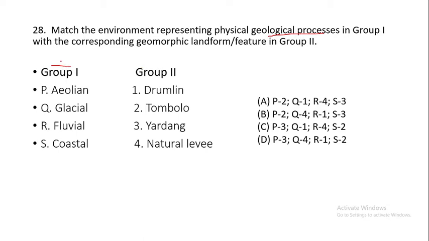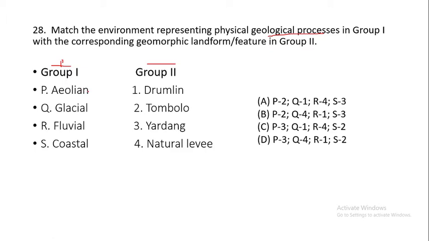Here is the process given, and here are the landforms given. So we need to match that. This is also a very direct question. As we know, there are various aeolian, glacial, fluvial and coastal processes, and we need to know what forms are formed by each. It is a very common and very direct question from the geomorphology section.